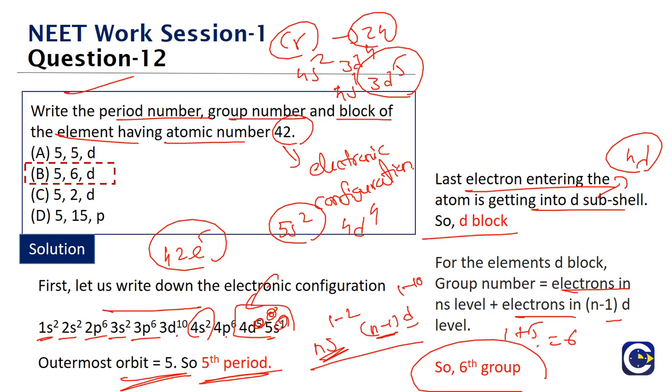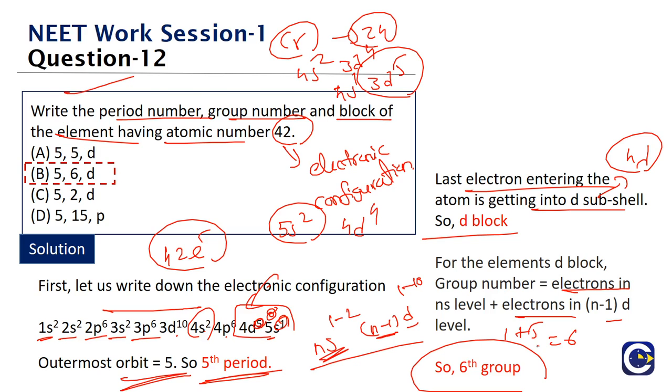And for the d block elements, the group number is given by what? The outermost arrangement will be ns: either we'll have 1 or 2 electrons in the ns level, and 1 to 10 in the n minus 1 d level. The group number is given by the number of electrons in the ns level plus the number of electrons in the n minus 1 d level. That is the group number. Here it is coming as 6.